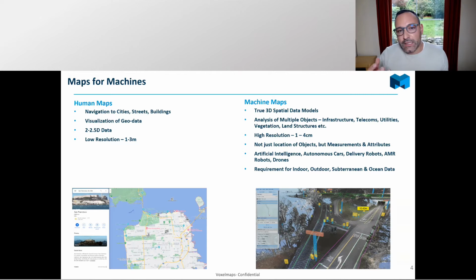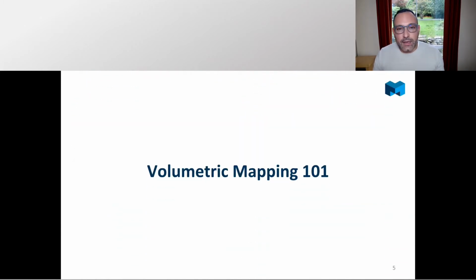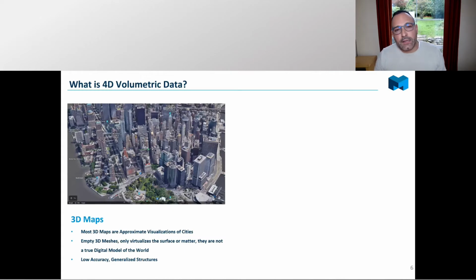And the requirement for this data is everywhere. So obviously the biggest use case is typically outdoor, but there's indoor use cases, there's subterranean, there's even a need for ocean data as well in the future. That's one of the things. So I want to take some time just to introduce the concept of volumetric mapping and what voxels are as well. So the starting point for this is to have a look at 3D maps as they stand today.